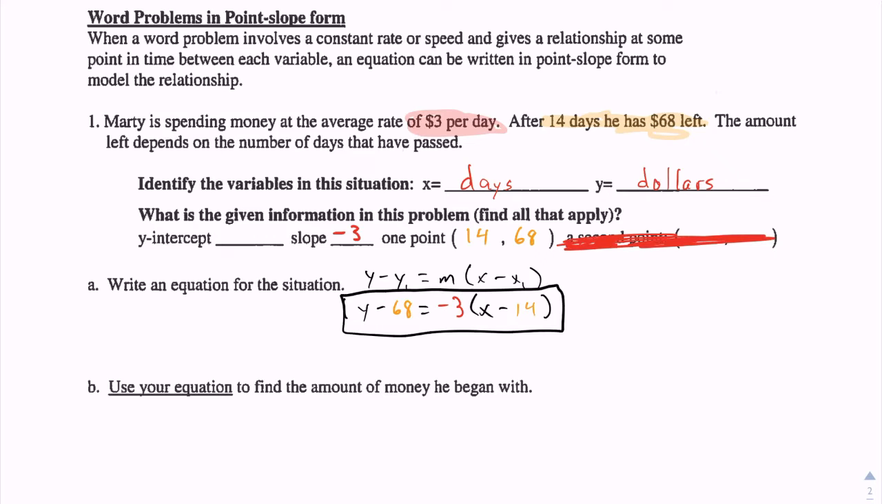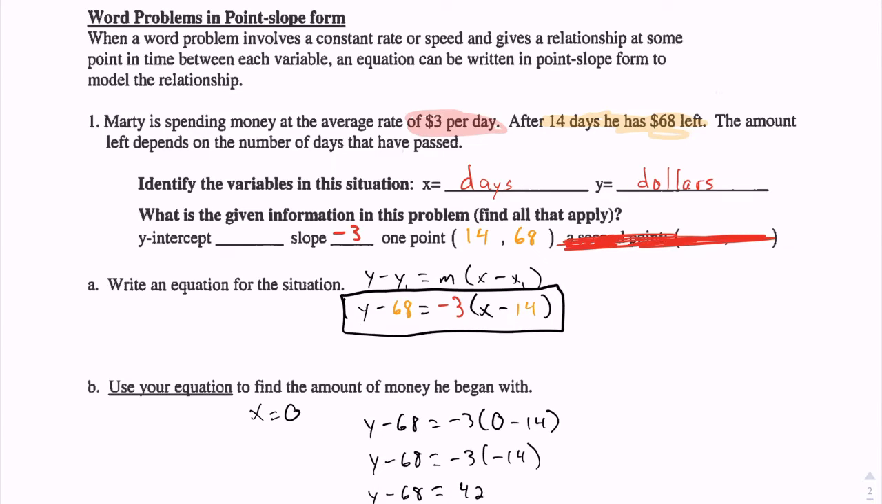Okay, so now part B says, use your equation to find the amount of money he began with. So, if it's at the start where he began, that means X equals 0. So take your equation and put 0 in for X. So you have Y minus 68 equals negative 3 times 0 minus 14. Okay, do what's in parentheses first. 0 minus 14 is negative 14. Make sure of your signs. Then multiply negative 3 times negative 14. And negative 3 times 14 is 42. Positive 42 because you have a negative times a negative.